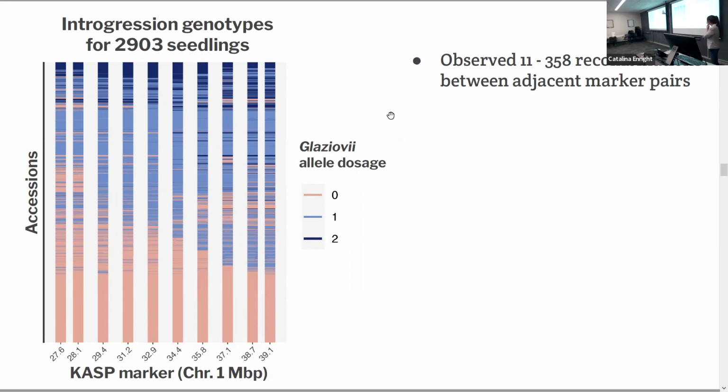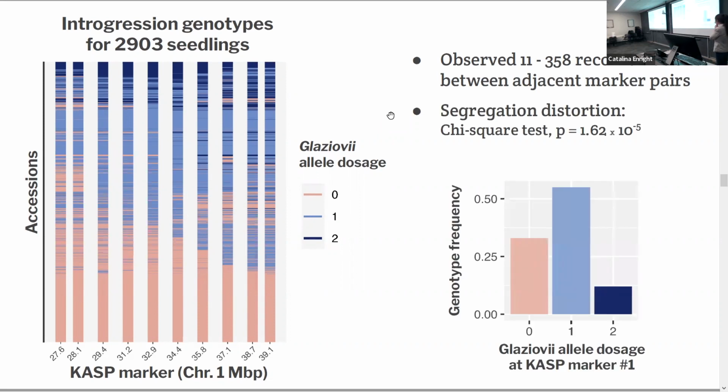But you'll notice that there are fewer homozygous introgressed individuals in dark blue than there are homozygous non-introgressed individuals in pink. To test if that was significant, we did a chi-square test to test if the genotype distribution was significantly different from the 1 to 2 to 1 ratio that you'd expect from making crosses with heterozygous parents. We saw that it was significant. There were fewer homozygous glaziovii lines than you'd expect. This could indicate some kind of seedling or seed viability or early survival issue with the homozygous lines. This is just for KASP marker 1 that I'm showing, but we saw the same pattern, significant across all 10 markers.